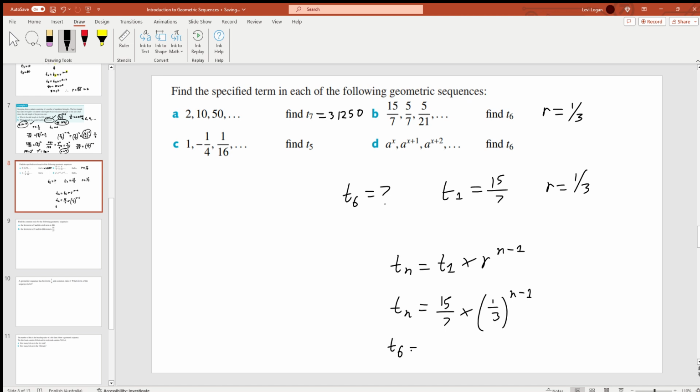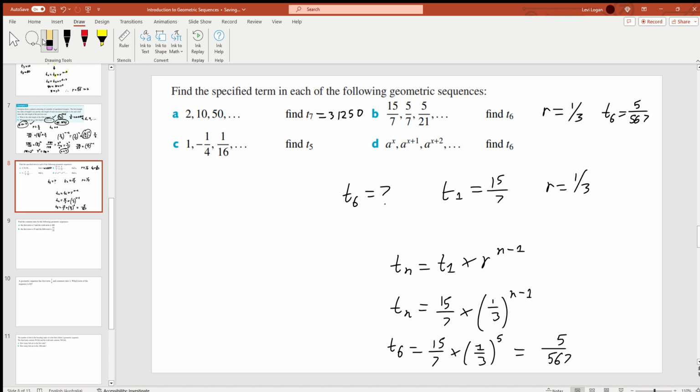So t of 6 is 15 on 7 times by a third to the power of 5, because 6 minus 1 is 5. So you have 15 over 7 in your calculator times by a third, all to the power of 5. And you should get 5 over 567. So t of 6 is 5 over 567.